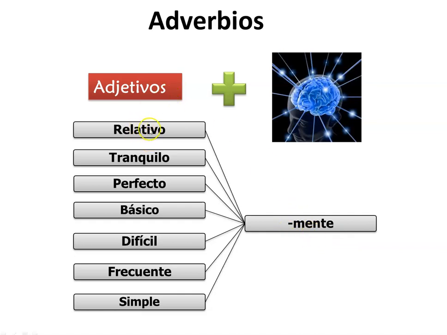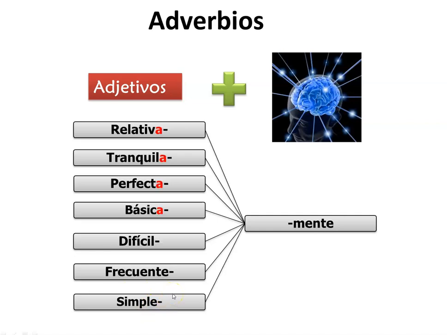So, por ejemplo, relativo, relative, relativamente, tranquilo, which is like calm, perfecto, perfect, básico, basic, difícil, difficult, frecuente, frequent, and then simple, simply. Bueno, in English it's going to be the same word, simple, and then simply with the Y here.